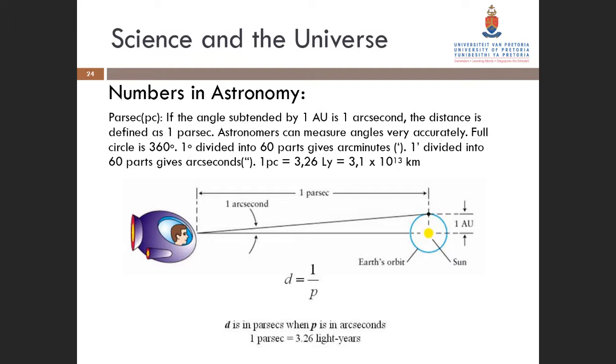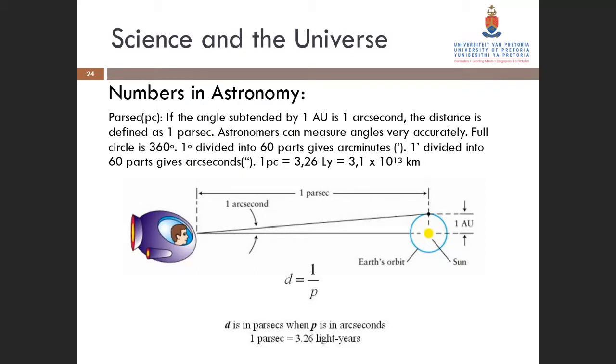So when are we going to use the parsec when it comes to small? That's going to be our next slide. So how do we define a parsec? Let me read the definition, then I'll explain it. So if the angle subtended by 1 AU is 1 arc second, the distance is defined as 1 parsec.